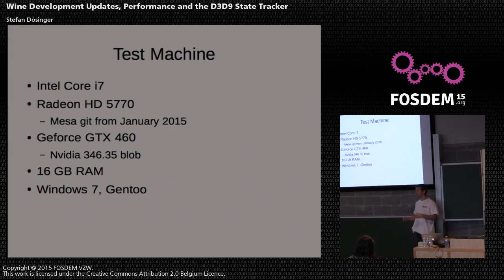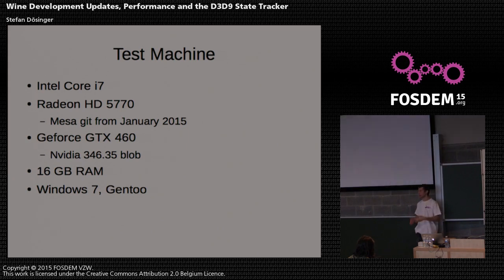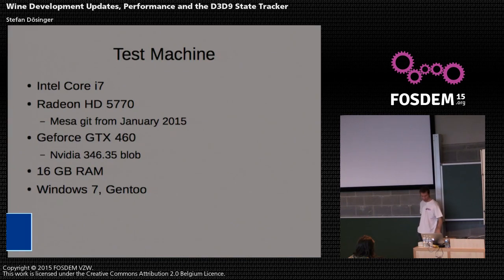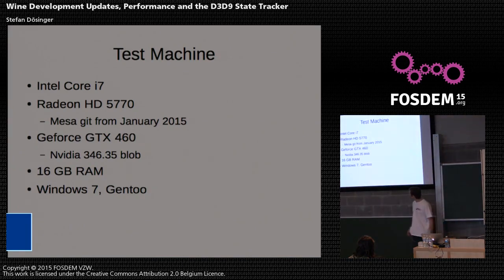So it is the same computer with 2 GPUs in it, which makes it easy to compare the numbers between the Radeon and the GeForce GPU. The Windows benchmarks were done on Windows 7. The Linux benchmarks are on my Gentoo installation.